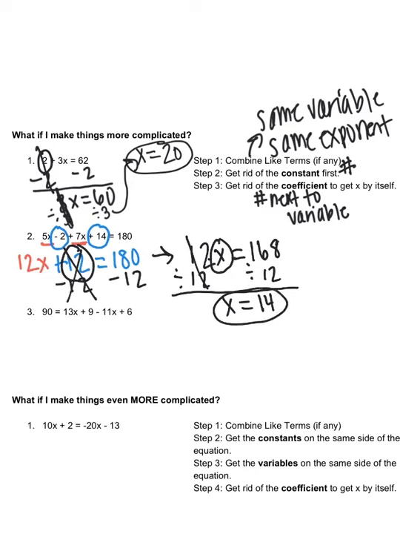Okay, so the reason that one felt so much longer is because we had to do the extra step of combining like terms first. All right, so other than that, it's just a two-step equation. We subtracted 12 first, and then we divided by 12. And again, that happens on both sides of the equation. So let's look at one more.